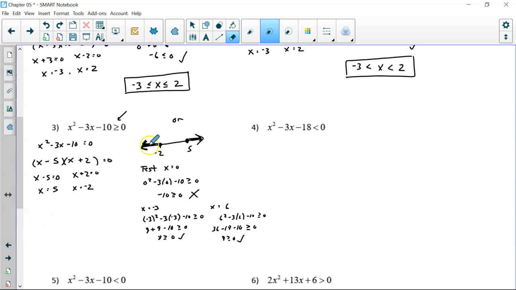So when we write this, you just take the left-hand side, and that inequality is x is less than or equal to negative 2. The right-hand side, x is greater than or equal to 5. And then you just put OR back at the end, and there's our solutions.